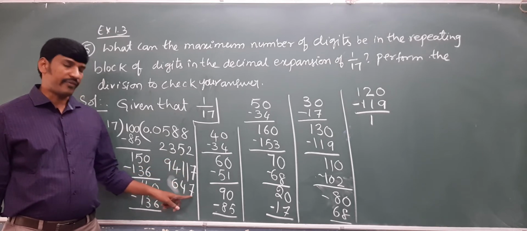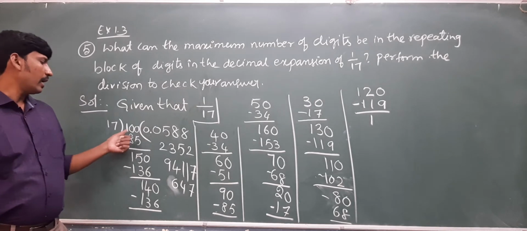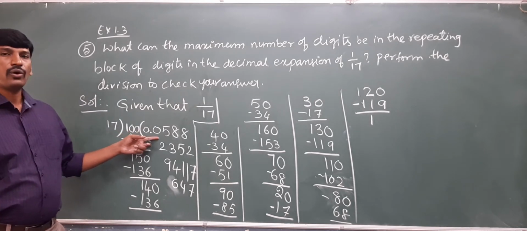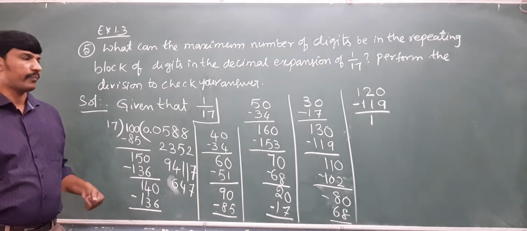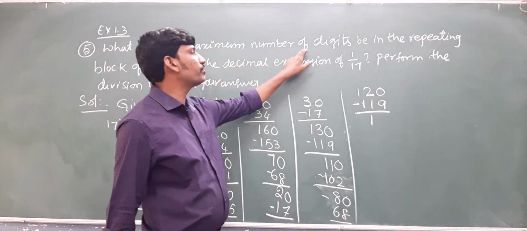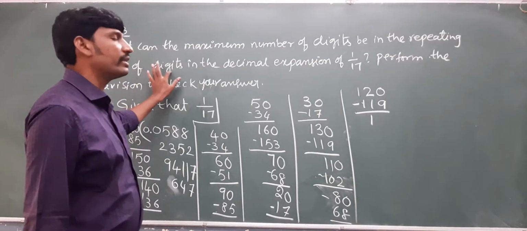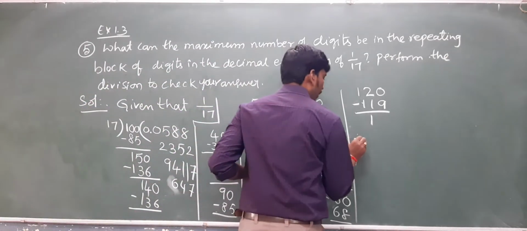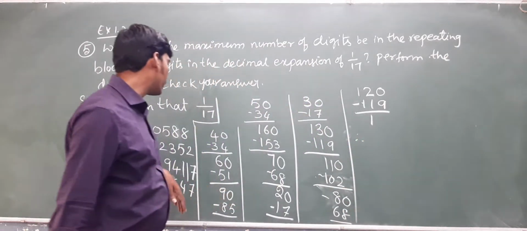After 7 again we got 1. That means again we get 0 0. Again this process will continue. So therefore here, what can the maximum number of digits be in the repeating block of digits? How many digits? Therefore, here I am going to write the quotient.